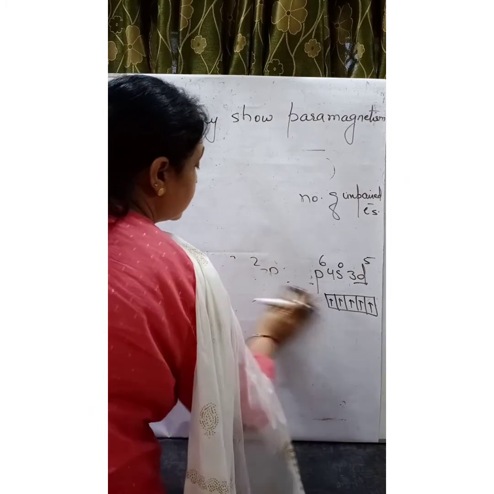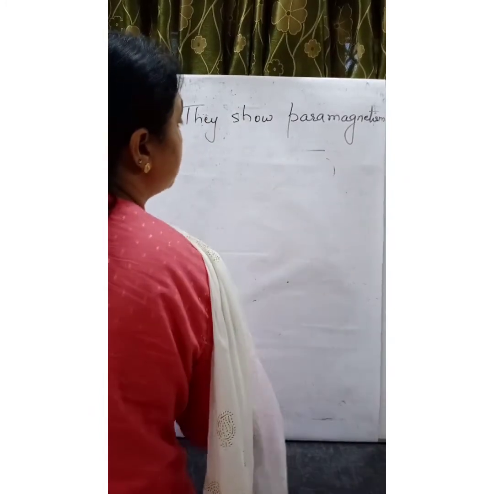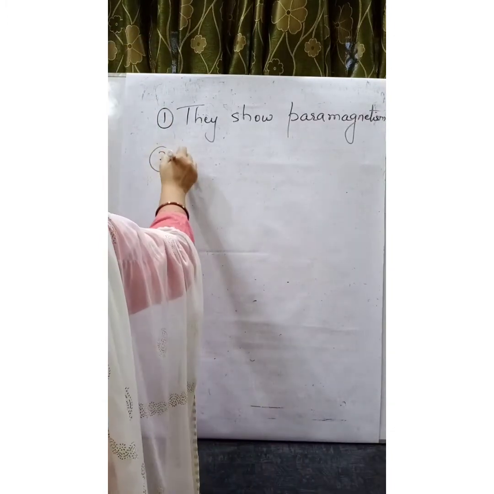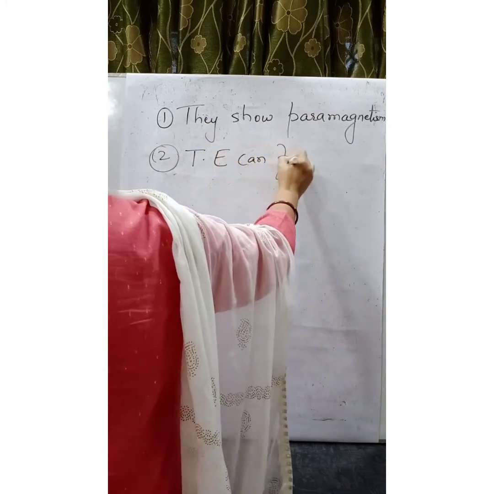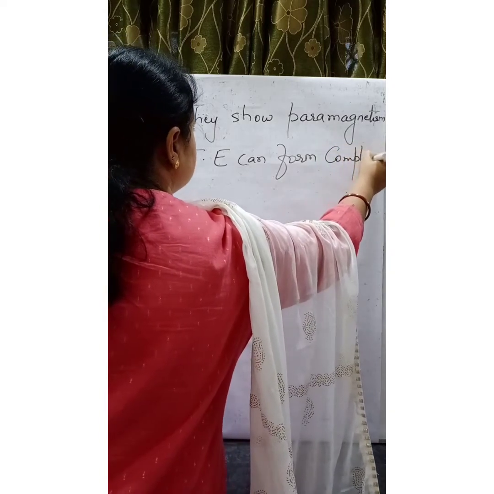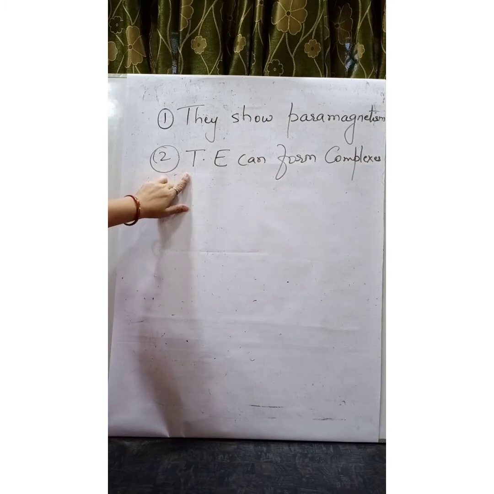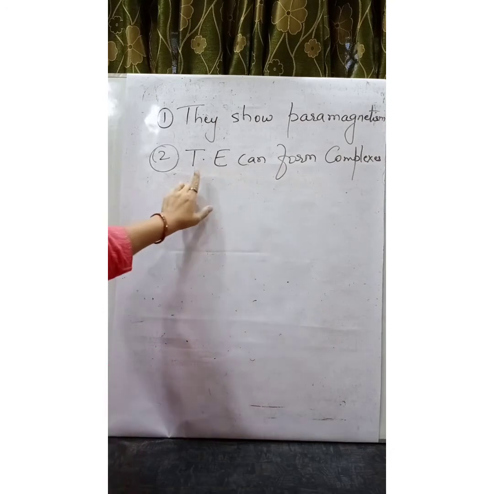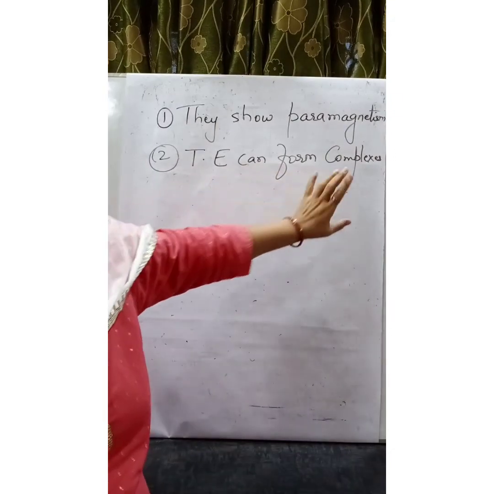Transition elements are capable of forming a number of complexes with organic and inorganic compounds. Because of the presence of unpaired electrons in the incompletely filled d orbitals, they can readily react with both organic as well as inorganic compounds.